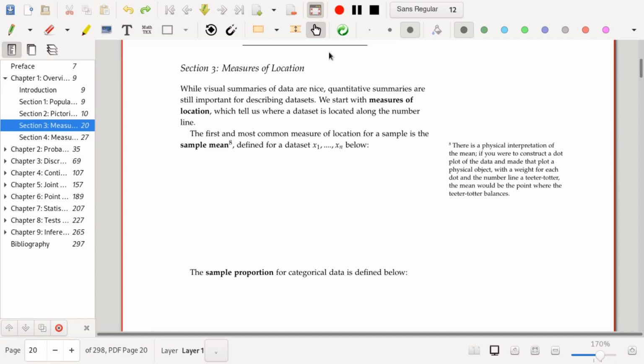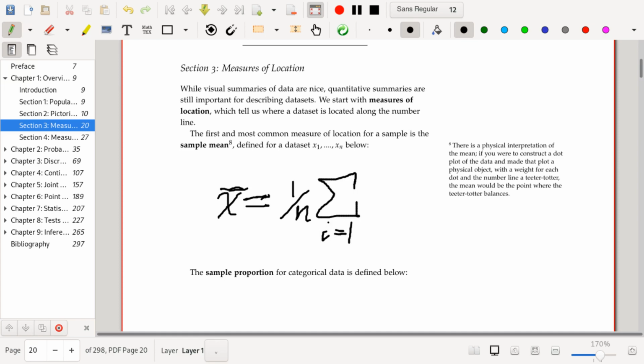So the first and most common measure, you probably have already seen a lot of these measures that we're going to talk about, but the very first one we're going to talk about is the sample mean. And for a dataset consisting of observations x1 to xn, the sample mean is defined as x bar, which equals 1 divided by n times the sum from i equals 1 to n of xi.